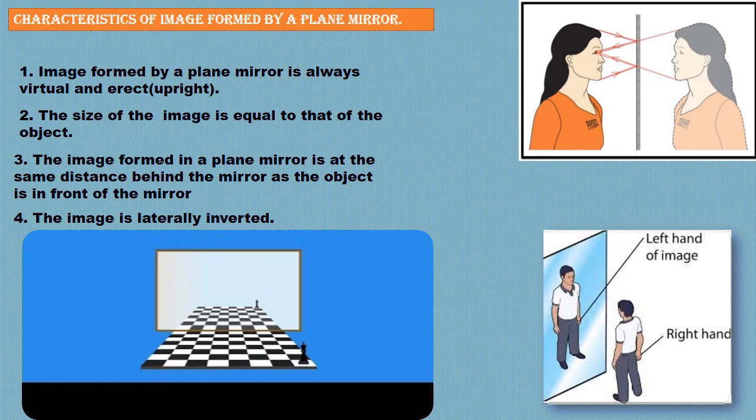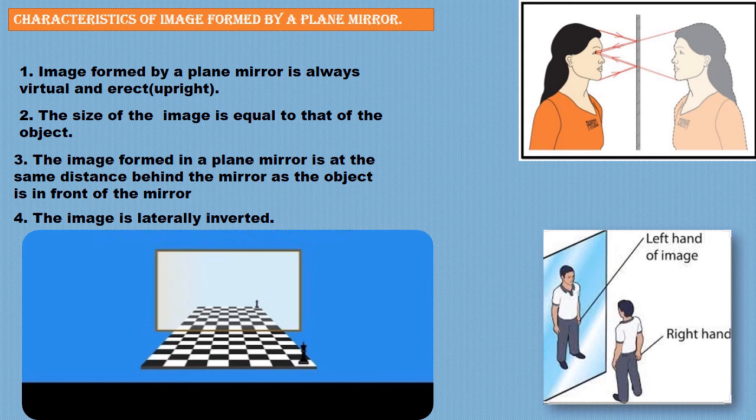When we look into a mirror, we look the same as we are. The image formed in a plane mirror is at the same distance behind the mirror as the object is in front of the mirror. Isn't it? Just check the diagram that is given below. Look at the position of the object and the image and check the answer.